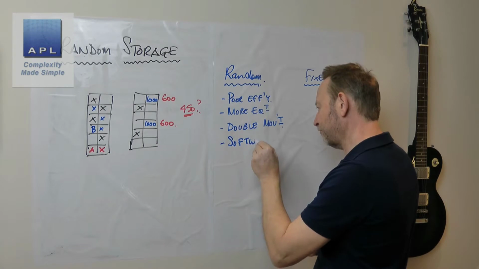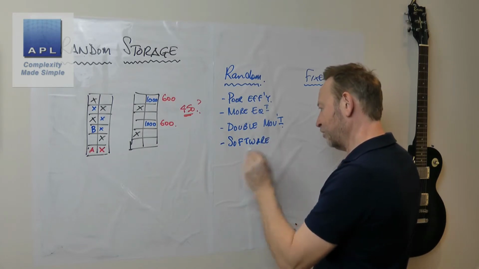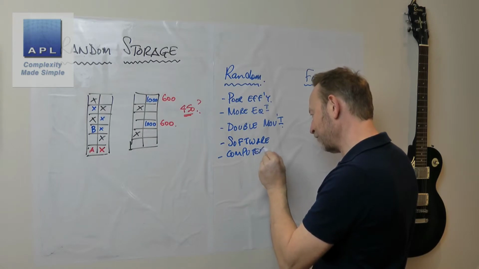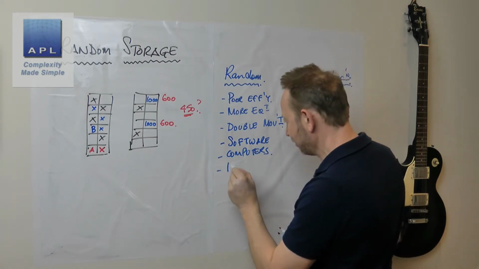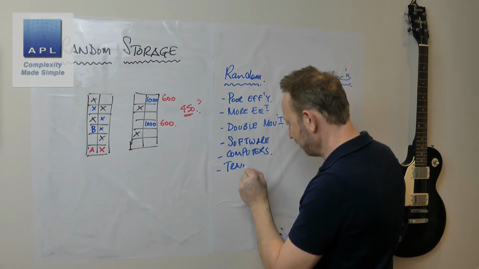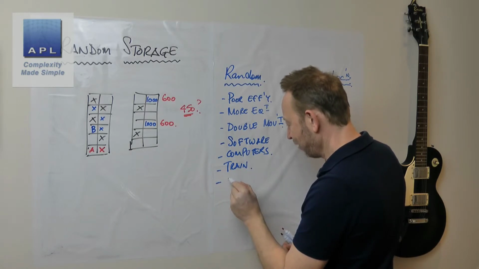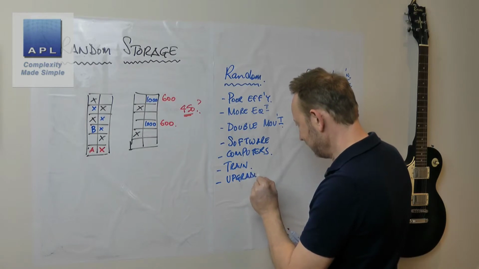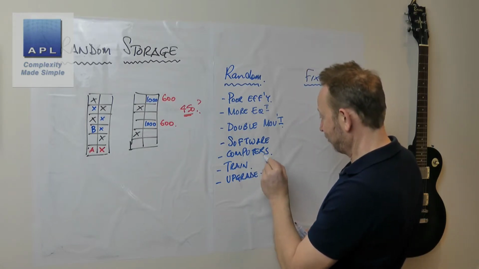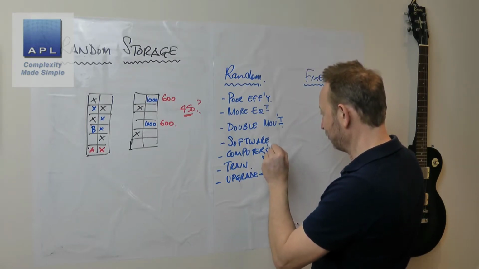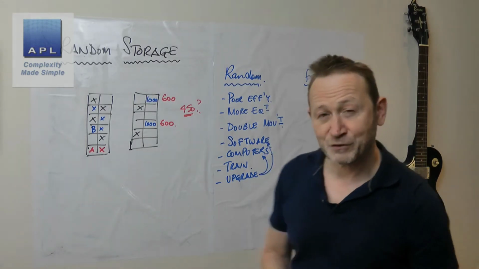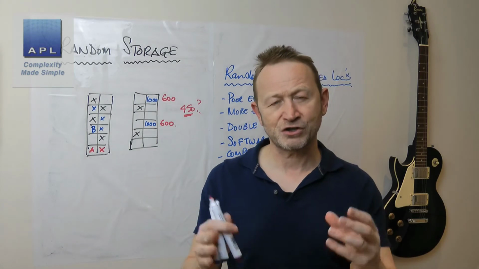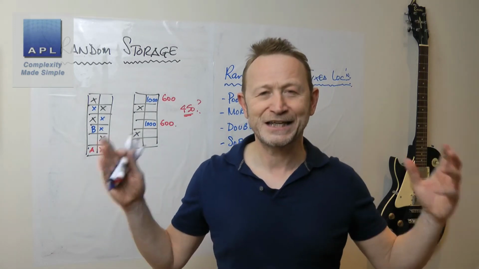So you've got software, which means we've got computers, equipment. We've got to buy it, we've got to pay for it, we've got to pay for the electricity, we've got to train people to use it, and we've probably got to upgrade the software now and again. And of course you've got to upgrade the computers, you've got to upgrade the software. If you use random storage, the costs are enormous.